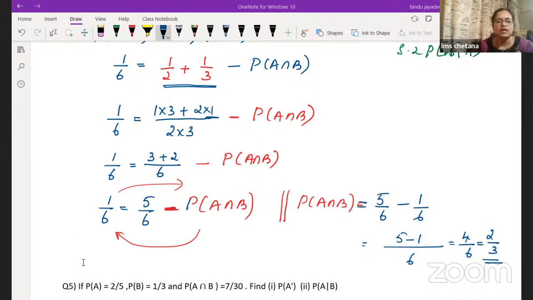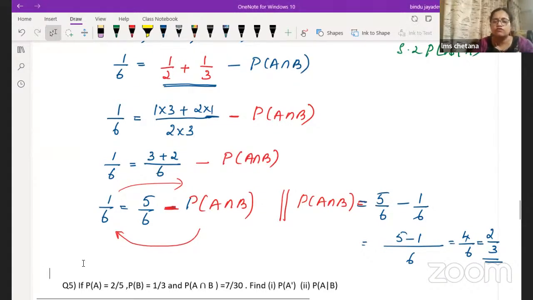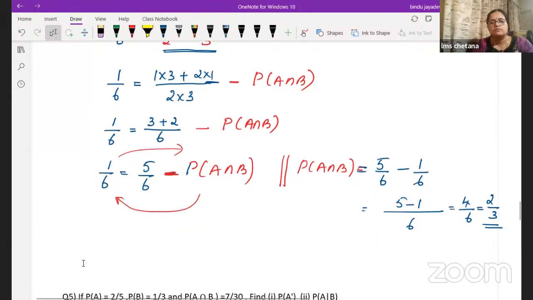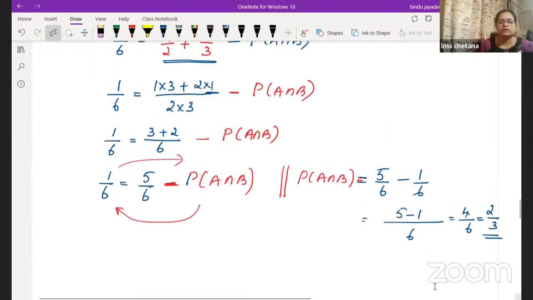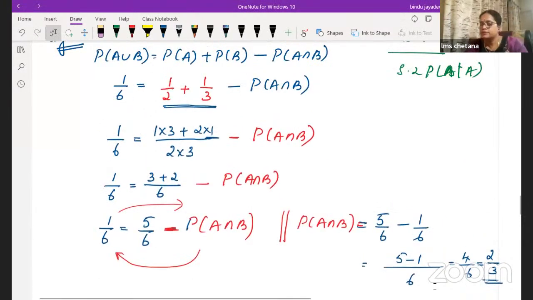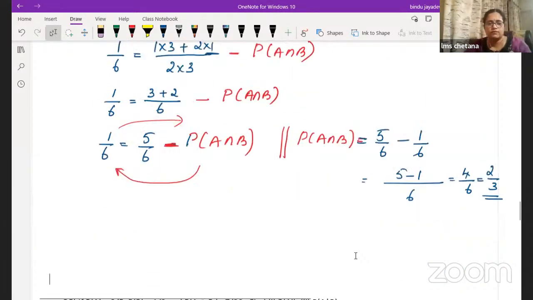Now you can use direct formulas for your question. Please write. Those who have not written the steps, please write. Then I'll change the screen. Yes, 2 by 3. Okay, fine.